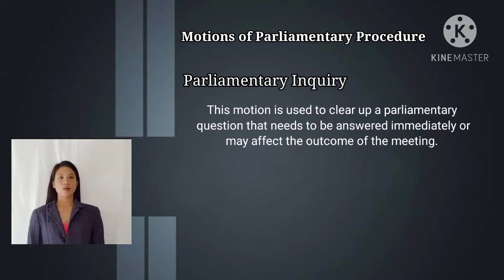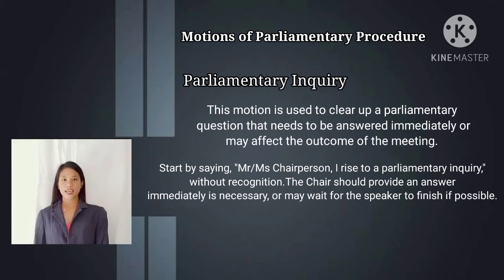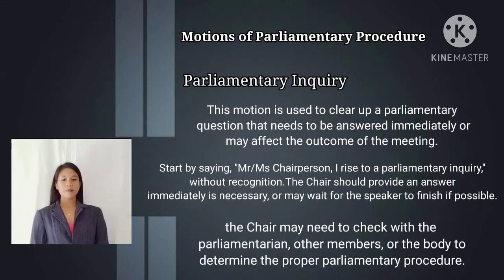Parliamentary inquiry. This motion is used to clear up a parliamentary question that needs to be answered immediately or may affect the outcome of the meeting. Start by saying, Mr. or Ms. Chairperson, I rise to a parliamentary inquiry, without recognition. The chair should provide an answer immediately if necessary or may wait for the speaker to finish if possible. The chair may need to check with the parliamentarian, other members, or the body to determine the proper parliamentary procedure.